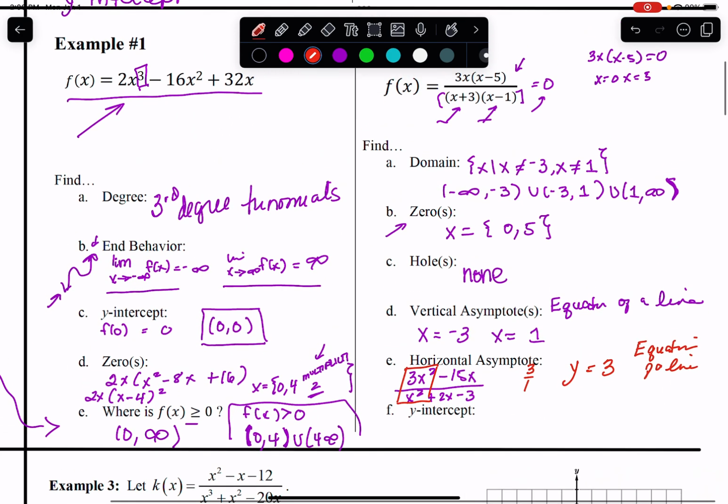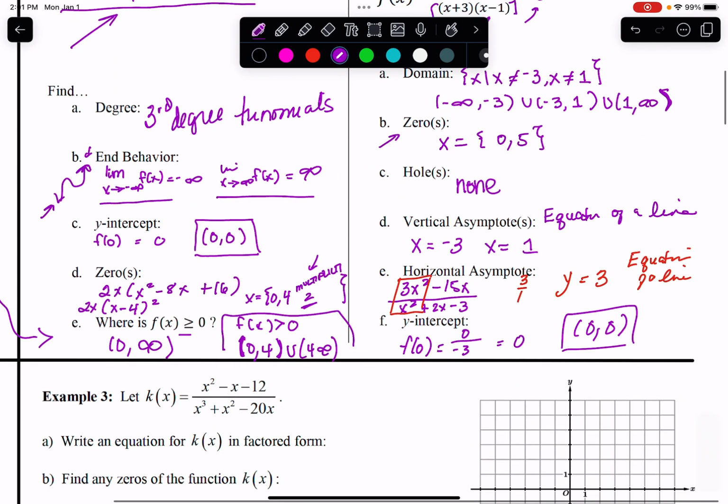Now the y-intercept would just be if you put in f of 0, you put in 0 for x, and you would get 0 over -3, which is equal to 0. Now, that's just a number, so if we need the point, it would be (0, 0).